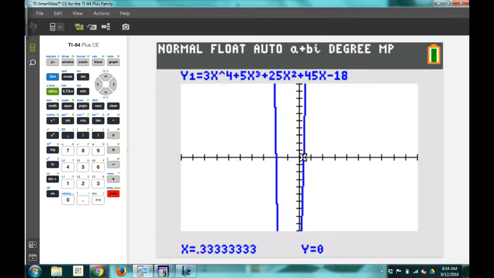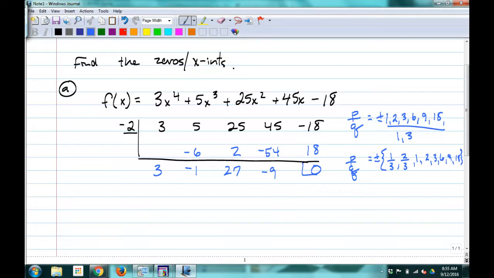Okay. The P over Q list, you're not going to use it every time if it crosses at nice places, but it's very, very useful when you have it crossing at a questionable place, because I can't eyeball the difference between 1/3 and 1/4 on that calculator. There's not much difference in those two values. So that means what I'm going to use now to do my synthetic on this cubic is 1/3.